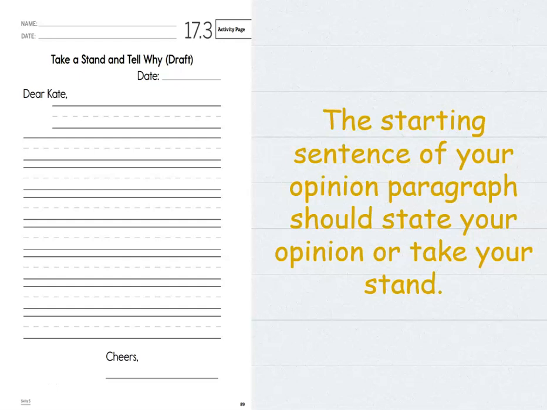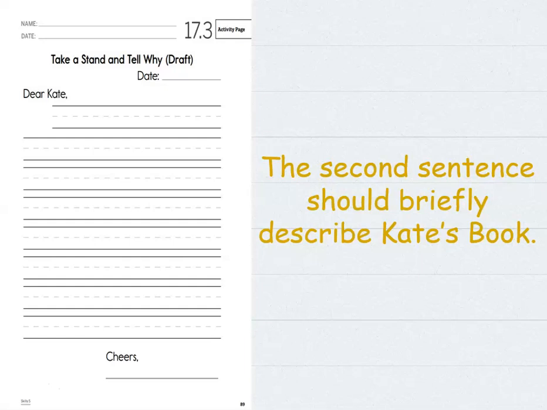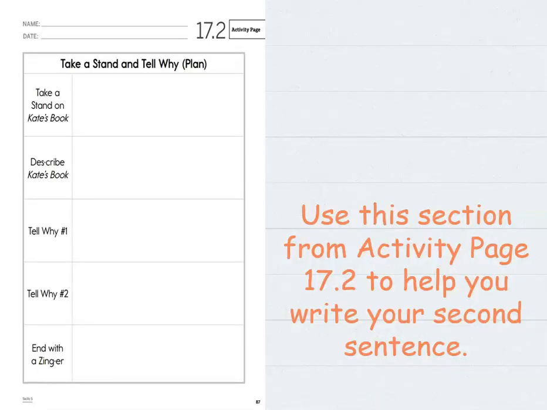The starting sentence of your opinion paragraph should state your opinion or take your stand. Use this section from the activity page 17.2 to help you write your starting sentence. So whatever you wrote in this box on 17.2, you're going to write that on 17.3 as your starting sentence. The second sentence should briefly describe Kate's book. Use this section to write your second sentence. Whatever you wrote in this section on 17.2, you're going to write that as your second sentence on 17.3.